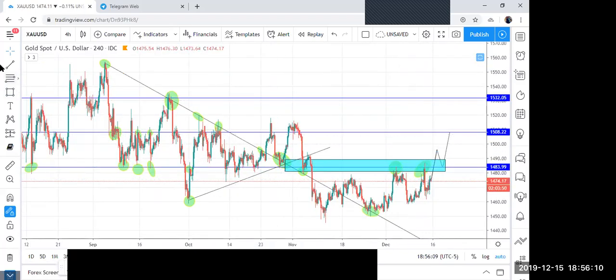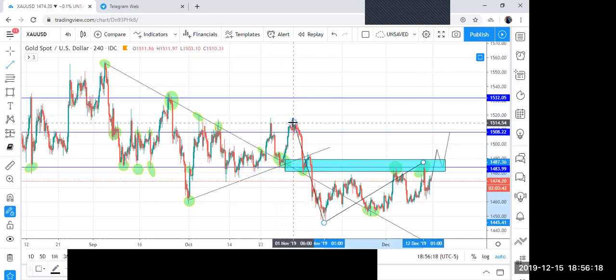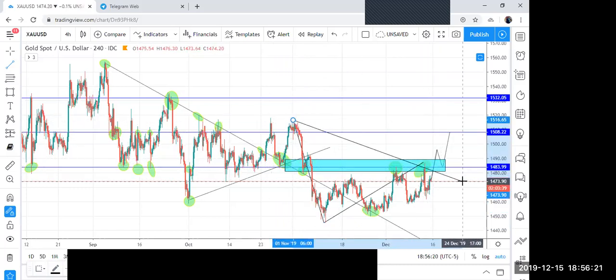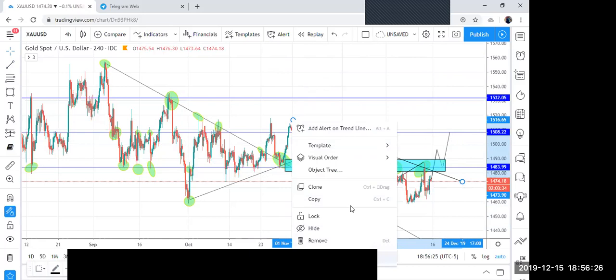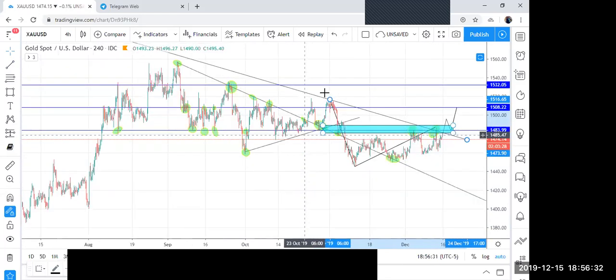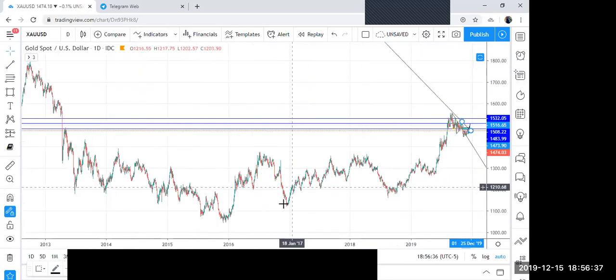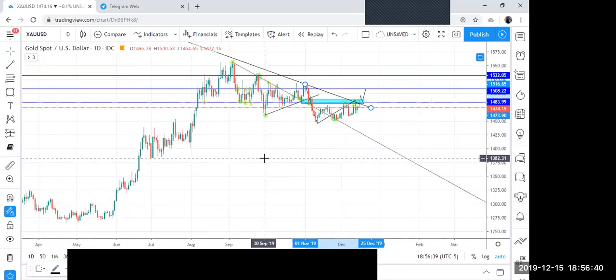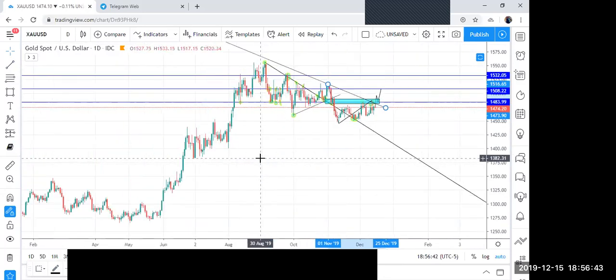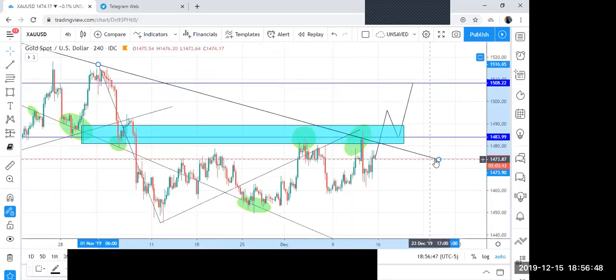I like gold to drop. As far as I'm concerned, this is where price started. It made a move down. This is the pullback. I can place a trend line on it. I can extend it left just to see how price has been reacting along this level. Go up a time frame. Okay, that doesn't show me anything, so I can remove it.